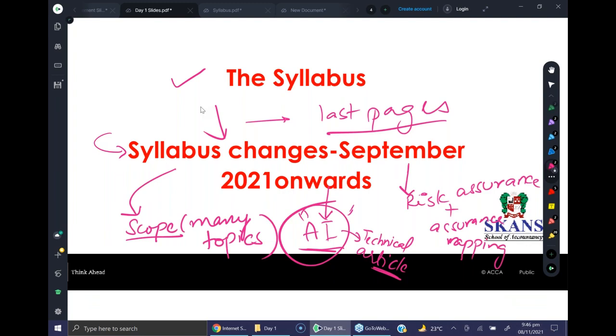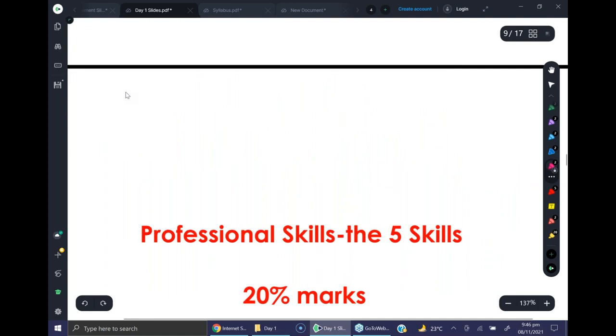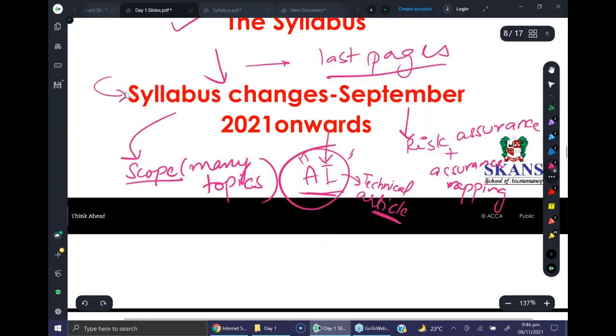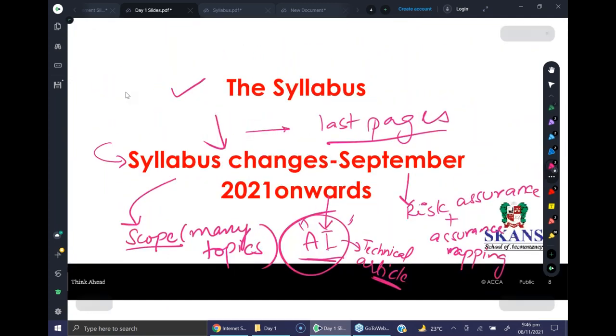So that is what the syllabus changes are, not a lot of changes. But yes, the two specific topics are artificial intelligence and robotics, and the other one is risk assurance. All right, guys, questions?